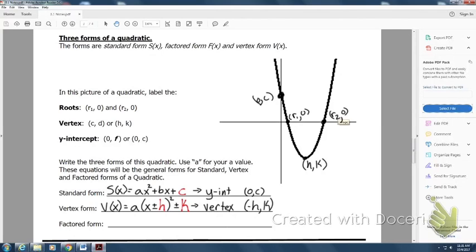Going to the factored form, or f of x. It's going to be x plus or minus one of the roots, times x plus or minus the other root. So obviously this is going to give us our roots, and it will be the opposite sign of what is in the equation.